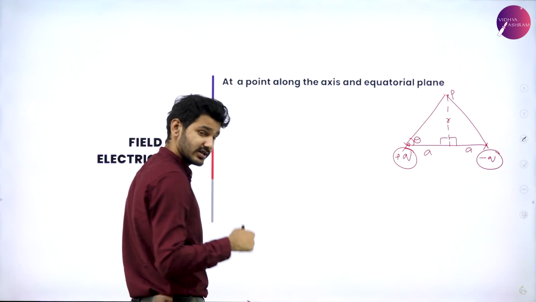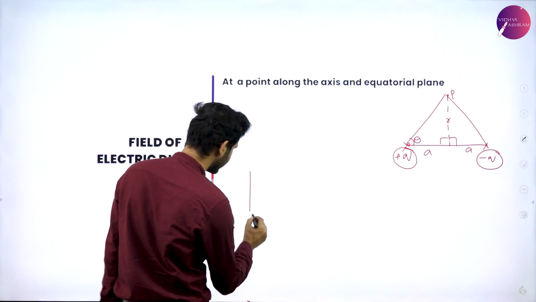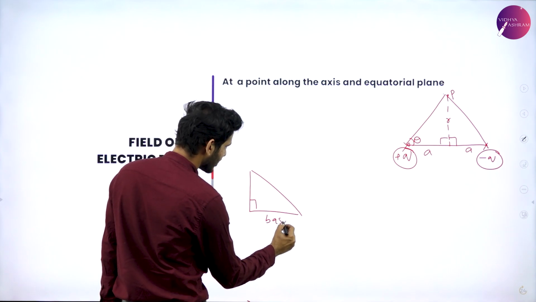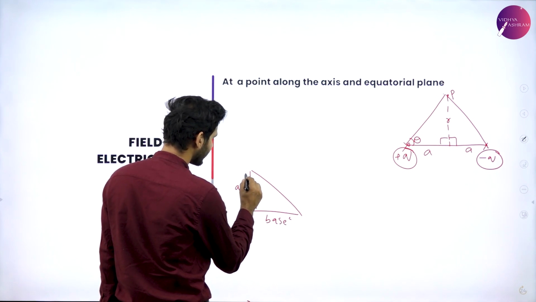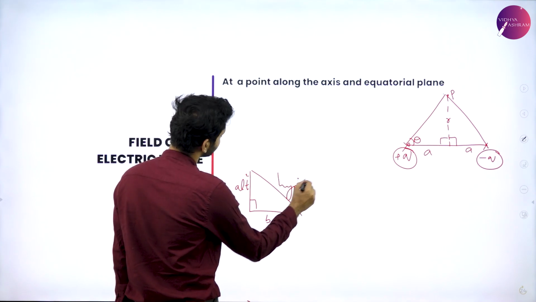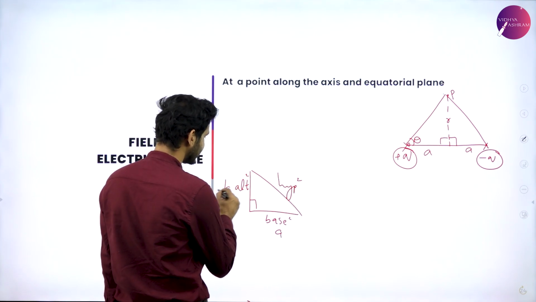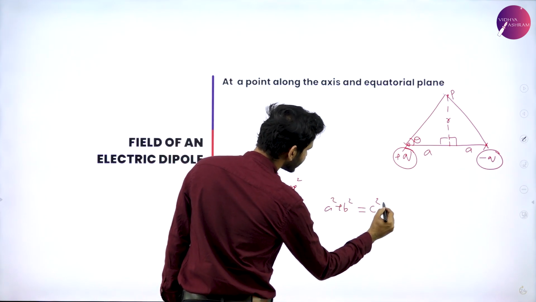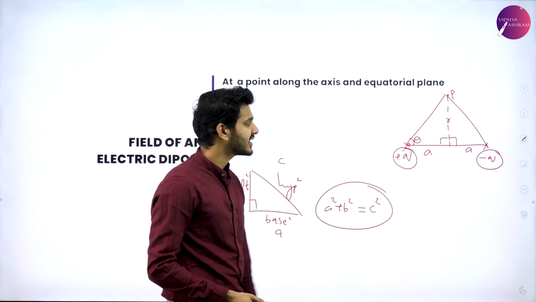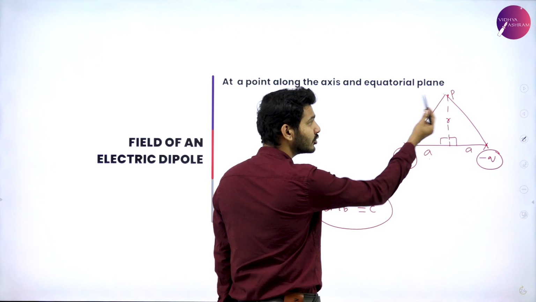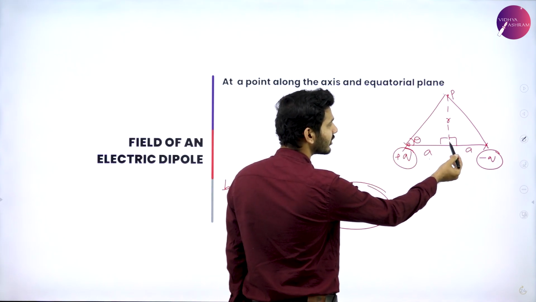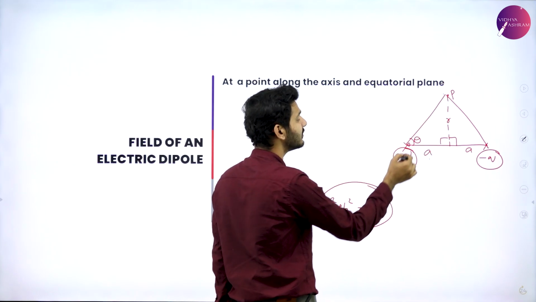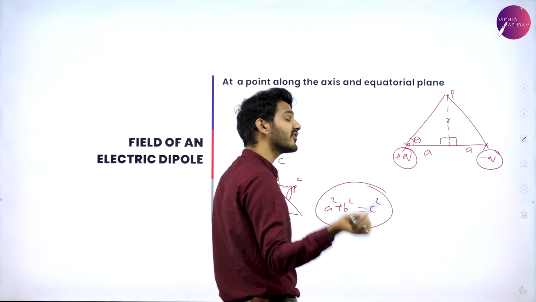Here in this case, the trusty Pythagorean theorem, which states that if we have a right angle triangle, base square plus altitude square will give you hypotenuse square. So if this is A and this is B, A square plus B square will give you C square. So just like this, we can find out the distance from positive Q to P, which will be given by base square plus altitude square, which is nothing but A square plus R square. So hypotenuse square will be given by A square plus R square, but we have to simplify that.